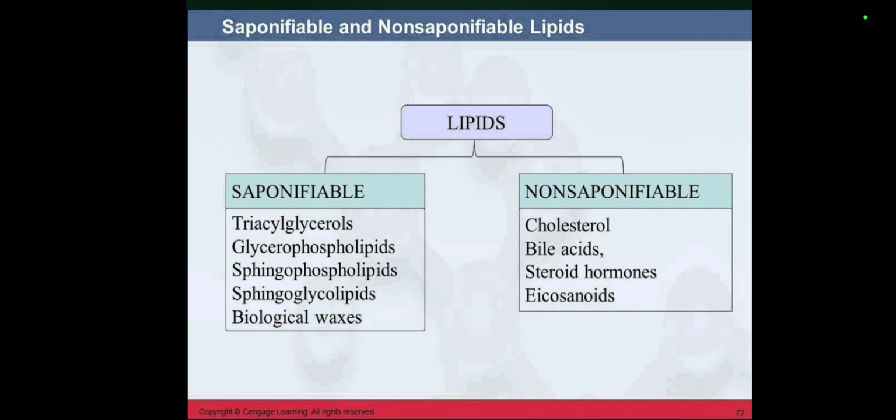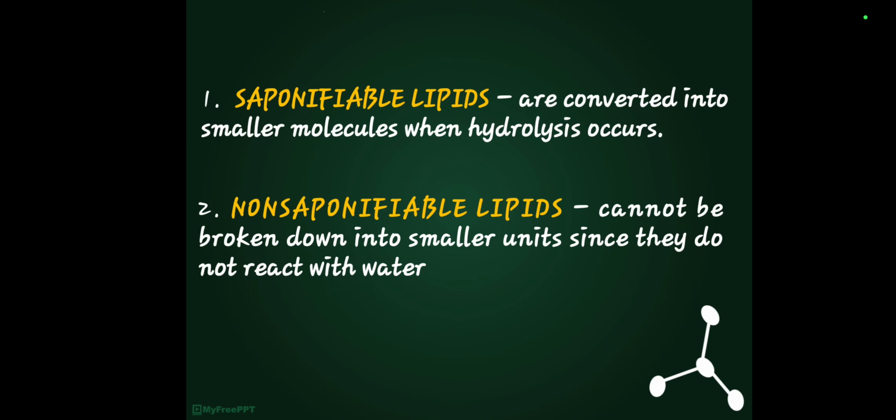When we say non-saponifiable, these are cholesterol, bile acids, steroid hormones, and eicosanoids. So that's the division of lipids by means of the reaction called saponification. To explain it deeper, let's move forward to defining saponifiable lipids and non-saponifiable lipids.